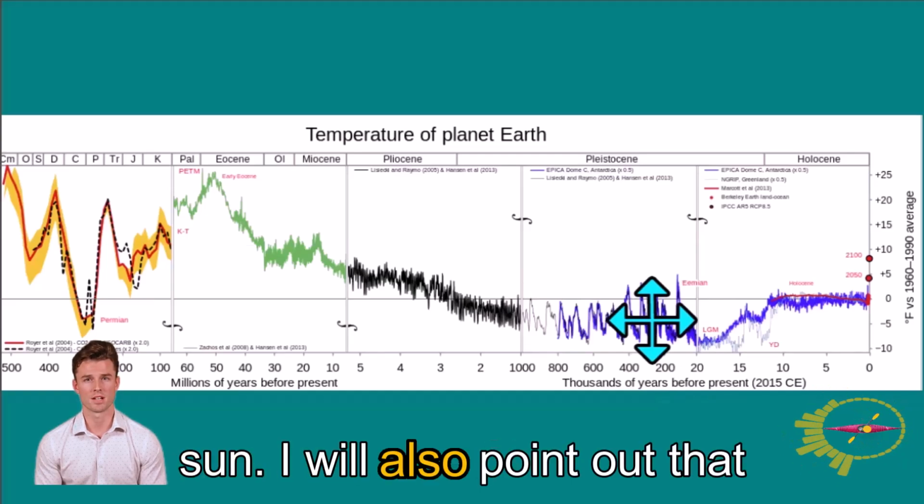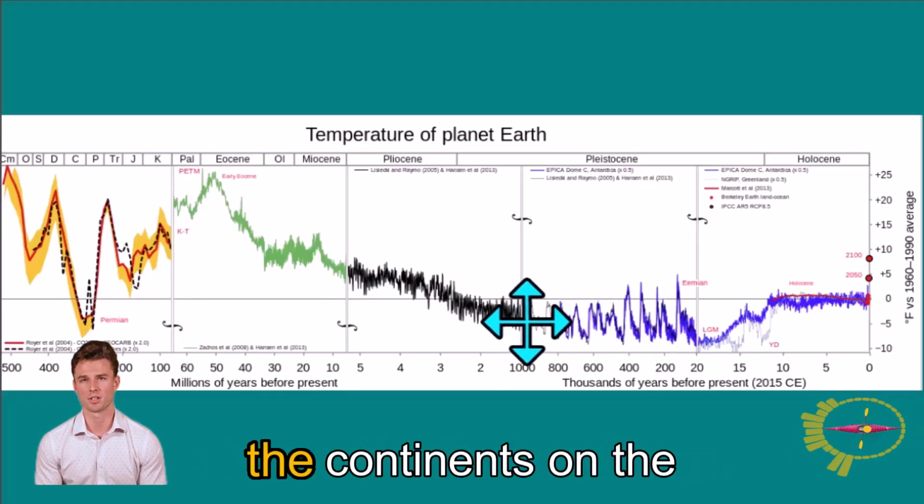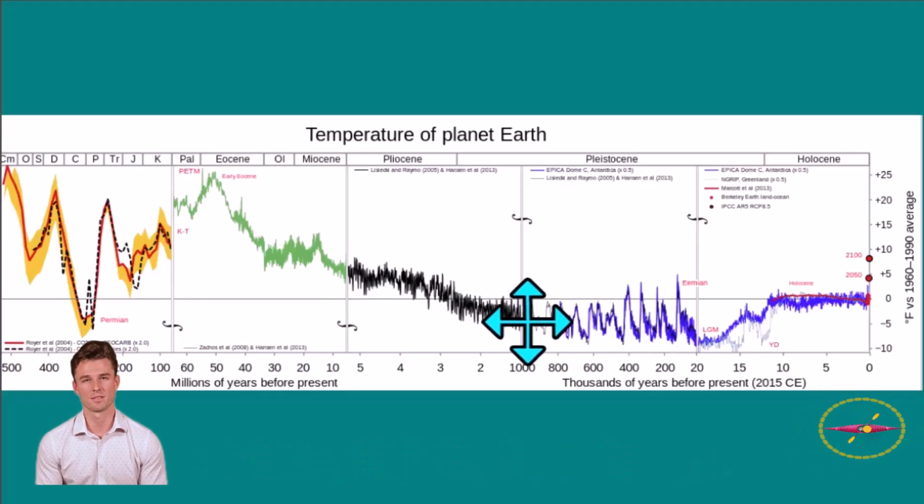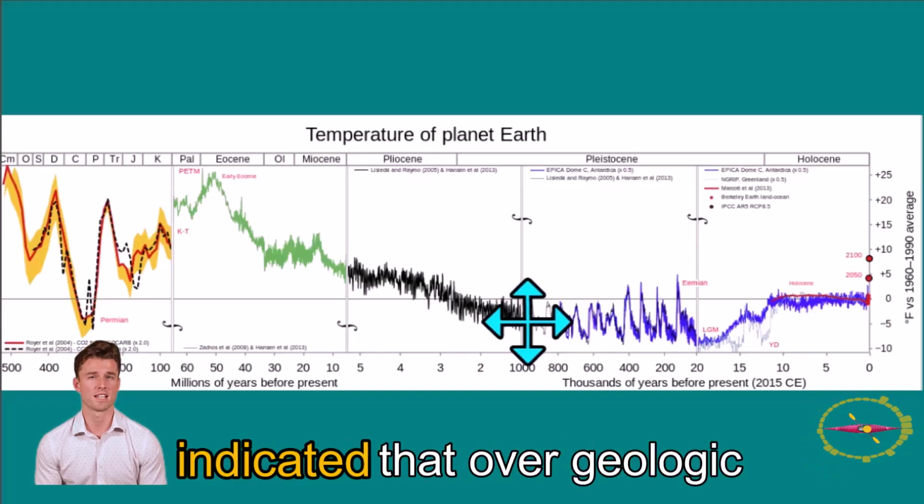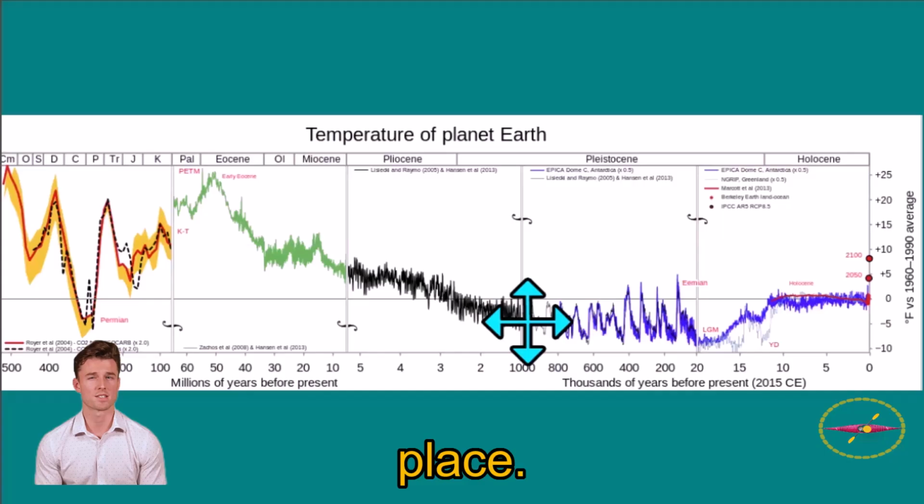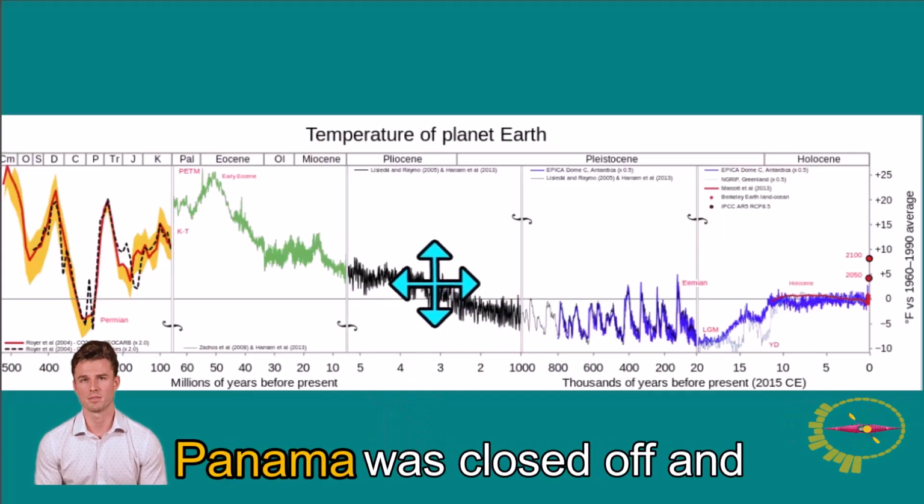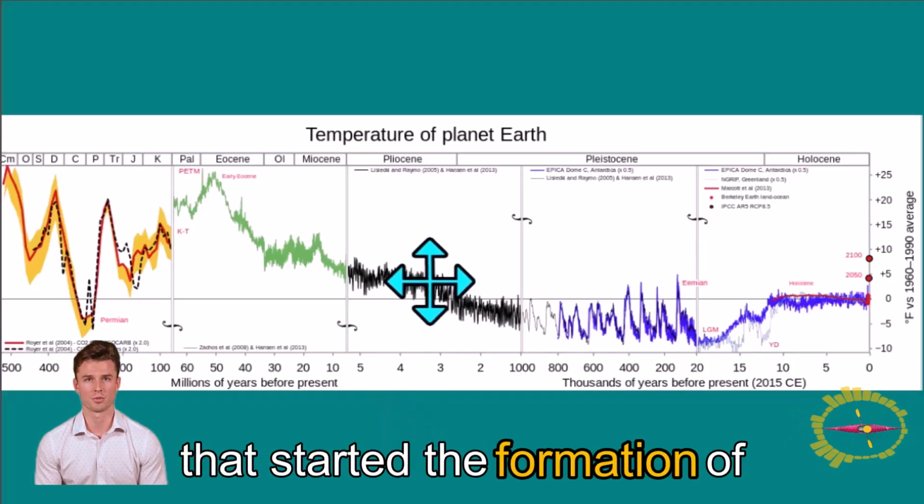I will also point out that many of the changes in the Earth's climate have been affected by the location of the continents on the Earth's surface. Continental drift has indicated that over geologic time the Earth's continents have moved all over the place. Approximately 3 million years ago the Isthmus of Panama was closed off, and that started the formation of an ice sheet over Greenland.